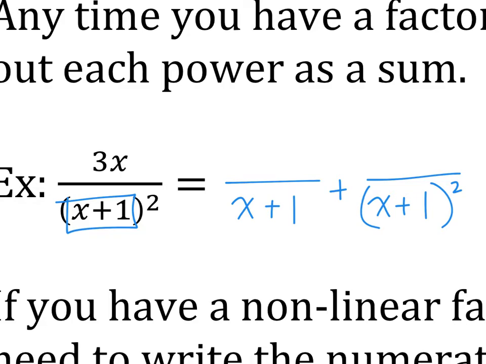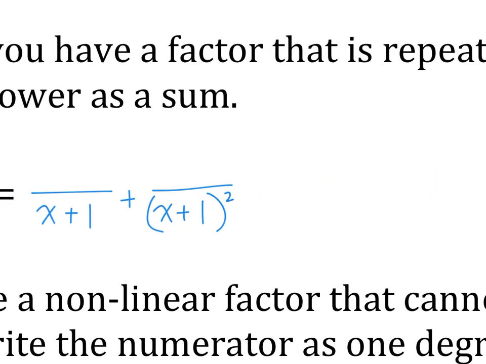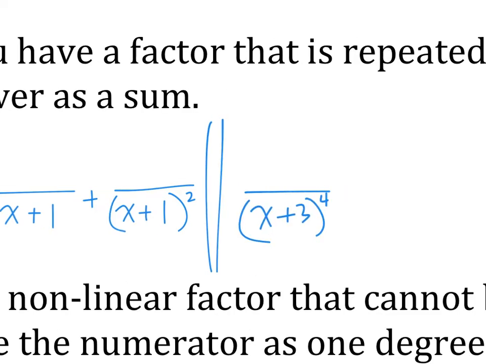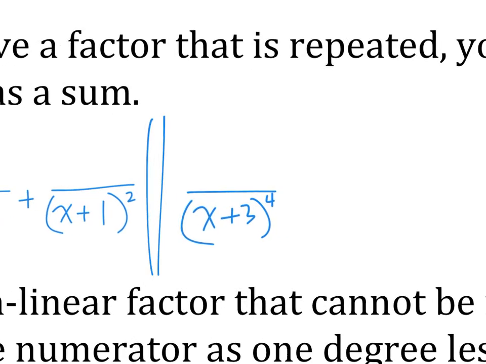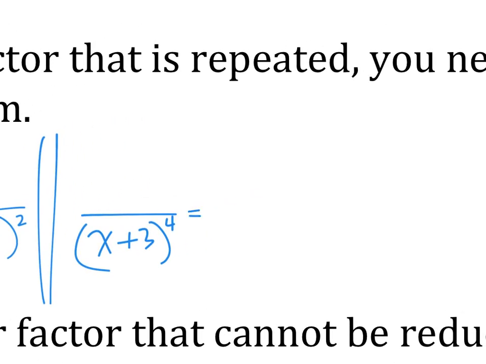Okay, so for example, let's do this other one. Let's say that it is x plus 3 to the 4th. So this is a little extreme. All right, so this is x plus 3 to the 4th. So what factor is being repeated?